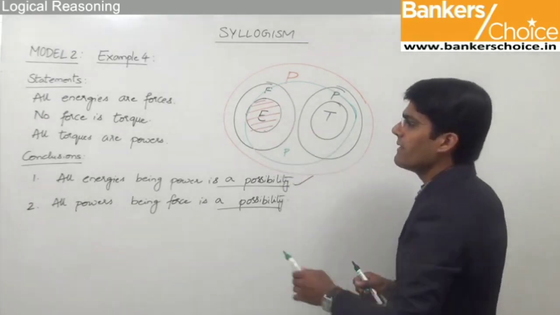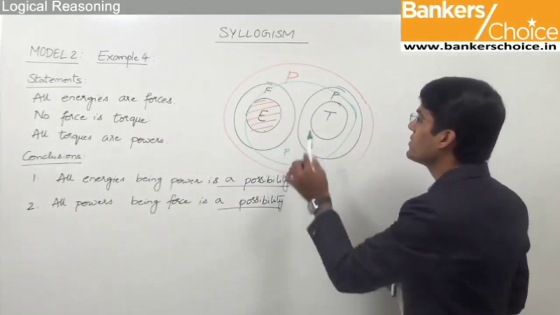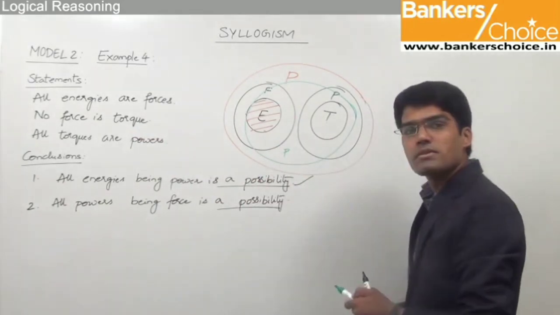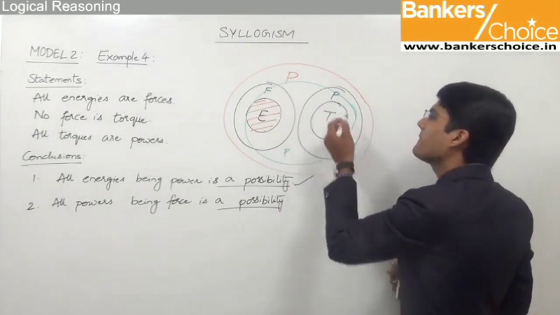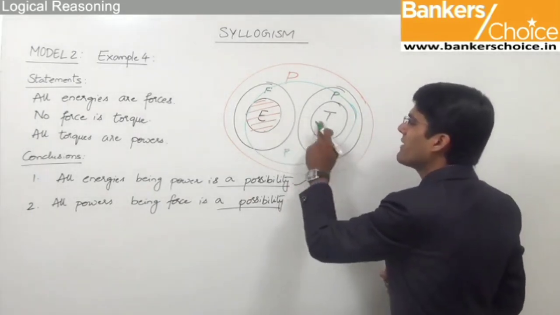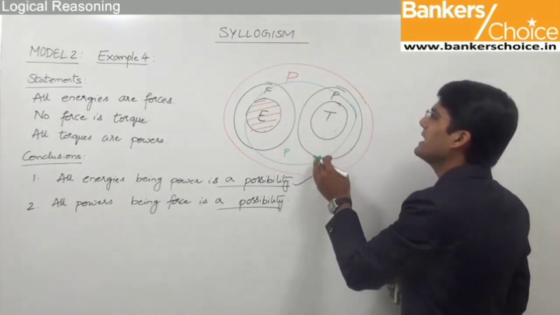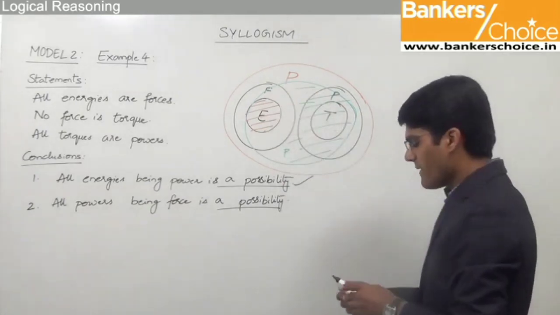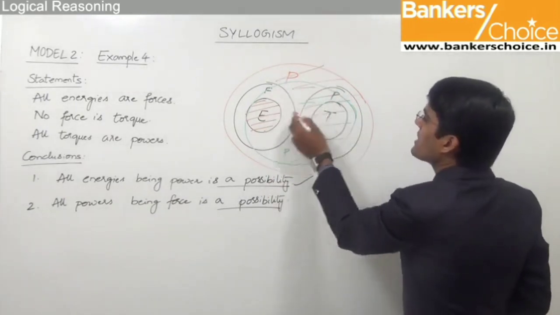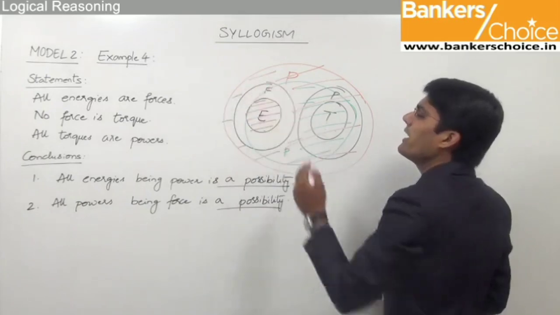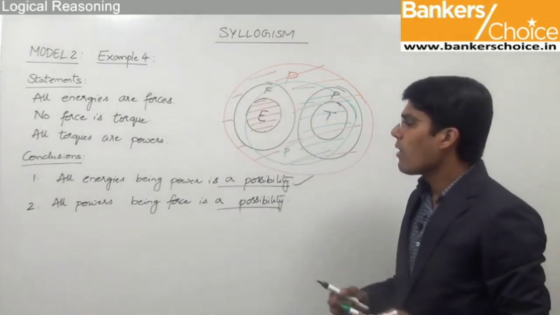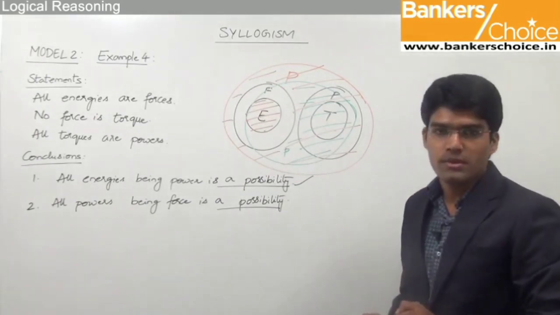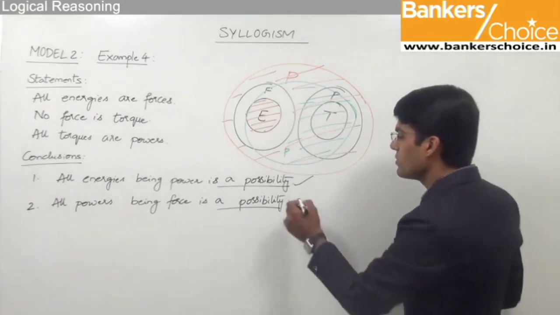The reason here is we very well know that no force is torque. There is no overlapping between forces and torque. And the third statement is all torques are powers. So definitely all the torques have to be powers, but torques and forces cannot have a common overlapping. So very clearly, there will always be at least some powers which are not forces, as in this case. Or we can find in the red circle that there are many powers which are not forces. So there is no way to find a diagram which can say all powers can be forces. So we can say that all powers being forces is not possible by any of the diagrams. So conclusion number 2 is false.